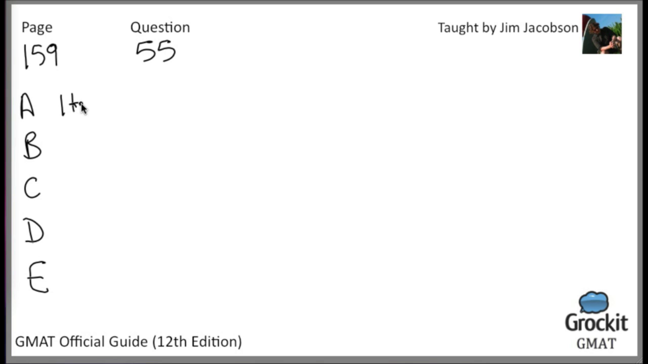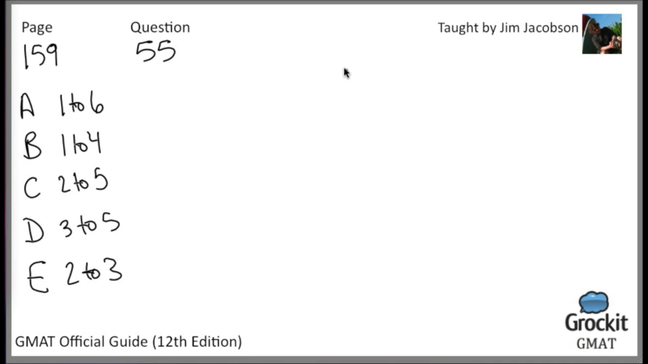So A is 1 to 6, B is 1 to 4, C is 2 to 5, D is 3 to 5, and E is 2 to 3. So Kelly and Chris packed several boxes with books. If Chris packed 60% of the total number of boxes, what was the ratio of the number of boxes Kelly packed to the number of boxes Chris packed?